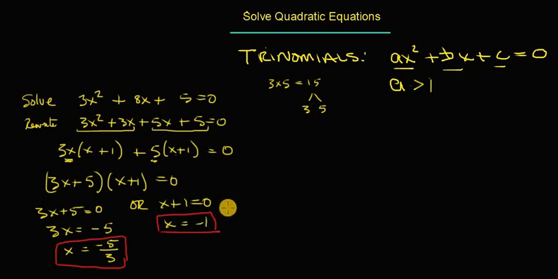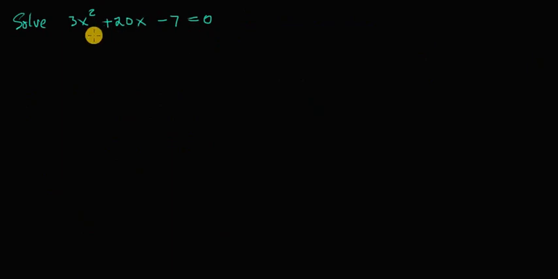Let's have another look at another example of these. So here we are, solve 3x squared plus 20x minus 7. We multiply the 3 by a minus 7, which is going to give me minus 21. And then I'm going to get the factors of minus 21 which add up to plus 20. So I can see that that's going to be plus 21 and minus 1. They will multiply to give me minus 21 or negative 21. And then I'm going to add them to give me plus 20.